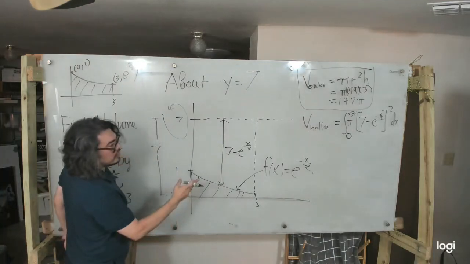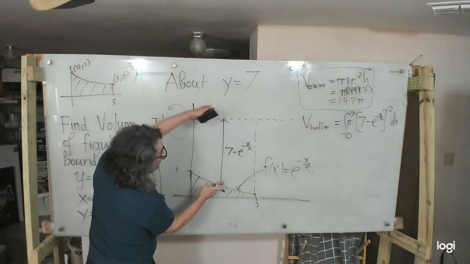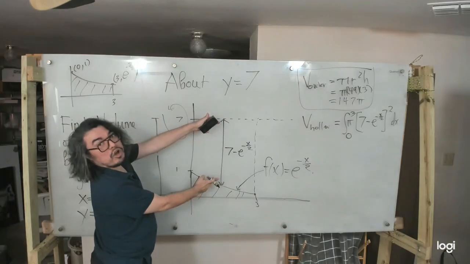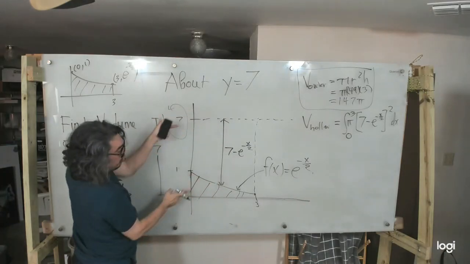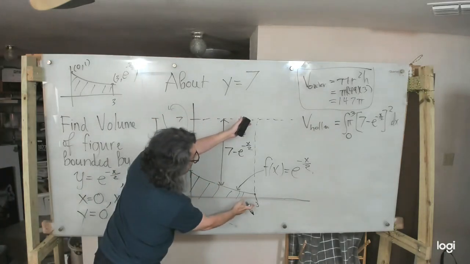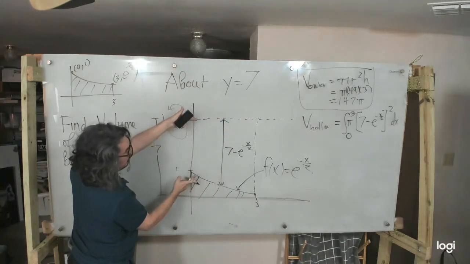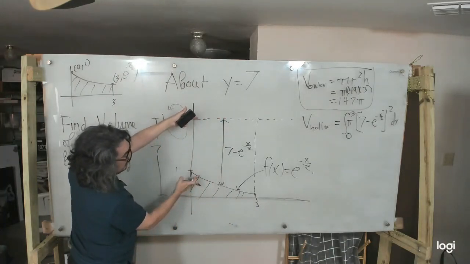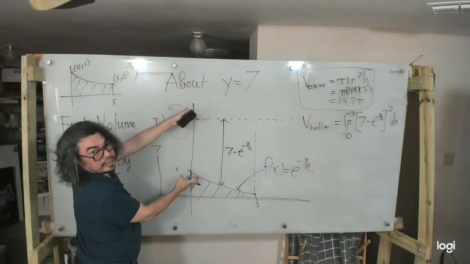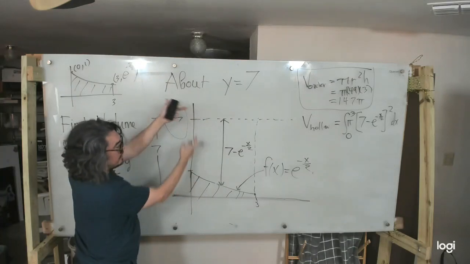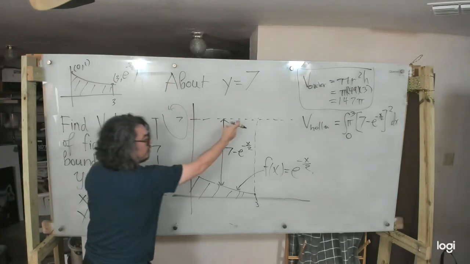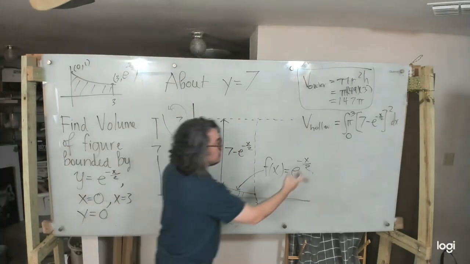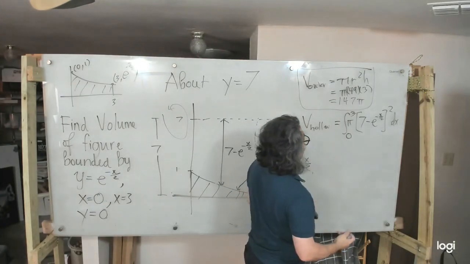I want you to notice that this is the radius of the hollow. See, as I go from x equals 0 all the way to x equals 3, for any x value, if I take 7 minus the f value there, e to the negative x over 2, I get this distance that is the radius of the hollow. So using this formula, I get the volume of the hollow.